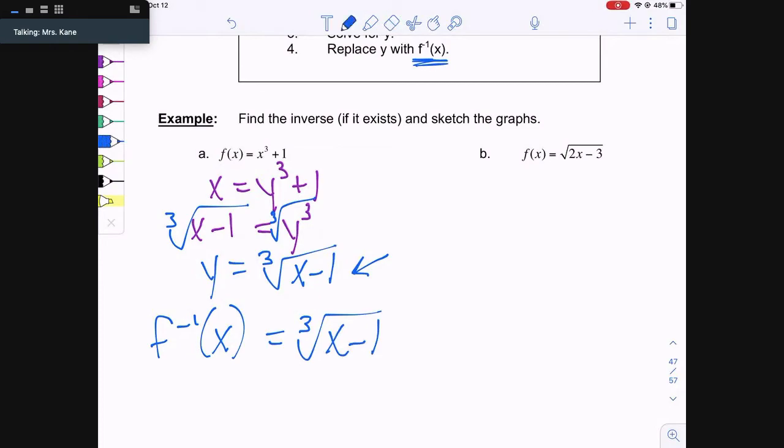And it makes sense because we started with a plus 1. Well, now its opposite is minus 1. It started with x cubed. Well, the x cubed, the opposite must be the cube root of x. So the two functions look like they're opposites as well. Any questions? I bet you could quickly do letter B. See if you could try and find the inverse of that as well.